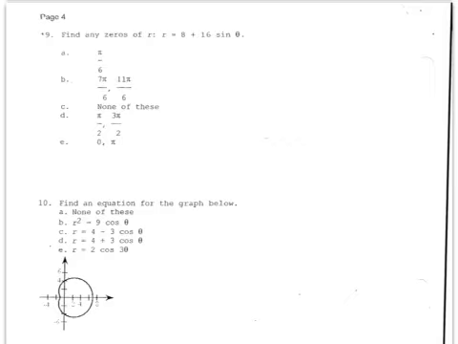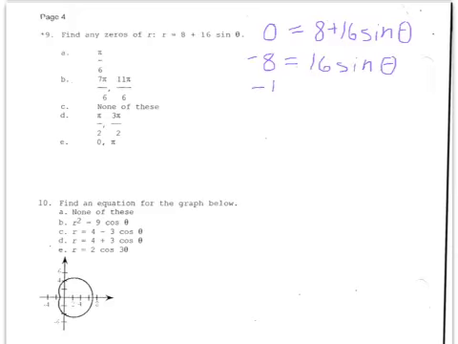Okay, for number 9, we want to find any zeros of r, and r equals 8 plus 16 sine theta. So first thing we need to do is set this equal to 0. And we'll subtract 8 from both sides and divide by 16. So negative 1/2 equals the sine of theta. So now we need to figure out, where does the sine of theta equal negative 1/2? What thetas give us that?